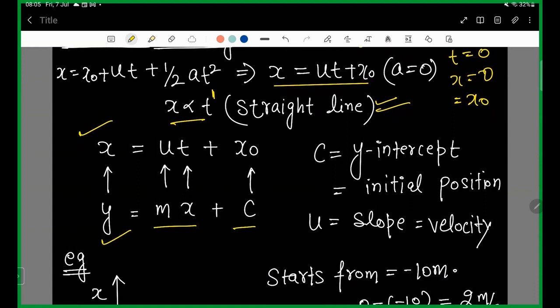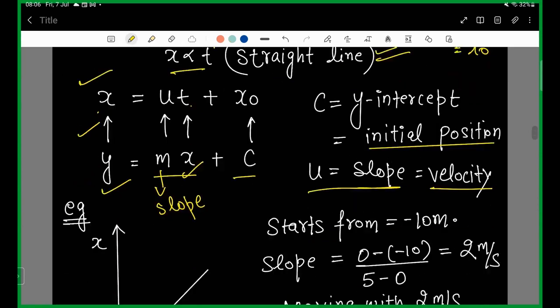You can clearly see that your position is y, meaning on the y-axis you are plotting your position, and on the x-axis you are plotting your time. So this u will be your slope. Your velocity will be your slope. So slope gives you the velocity. If you plot a position versus time graph, the information you get from the slope is velocity. Second, the y-intercept will give you x0, which means initial position. So when the time was 0, at what position your particle was, that information is given by x0.